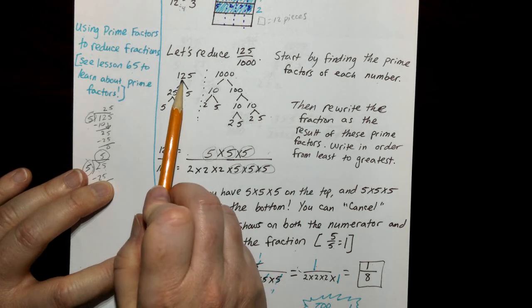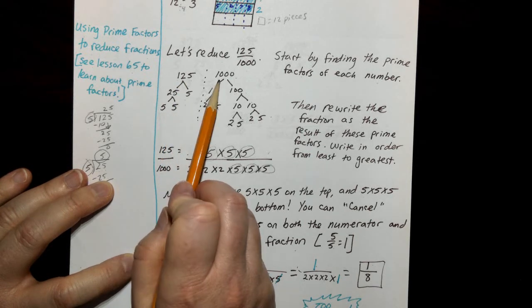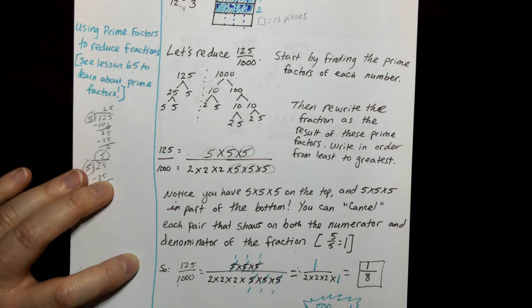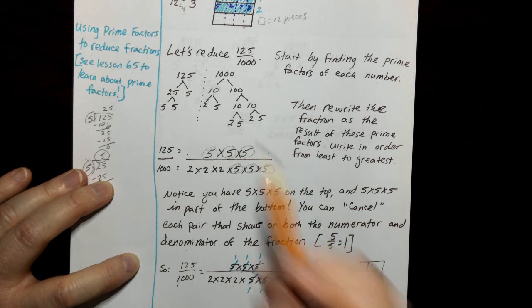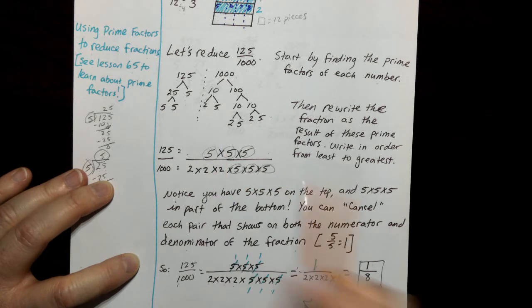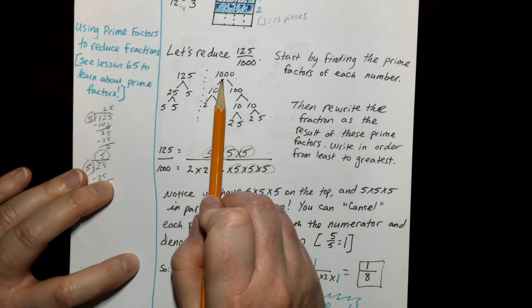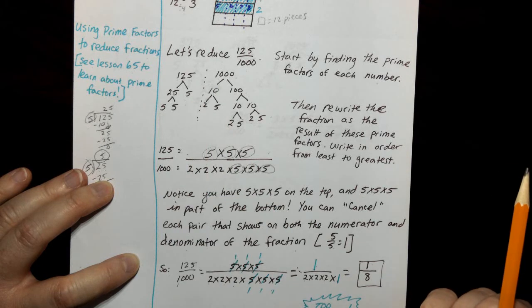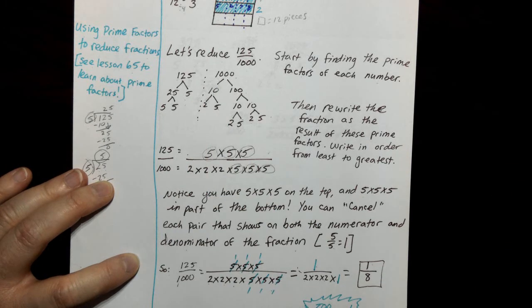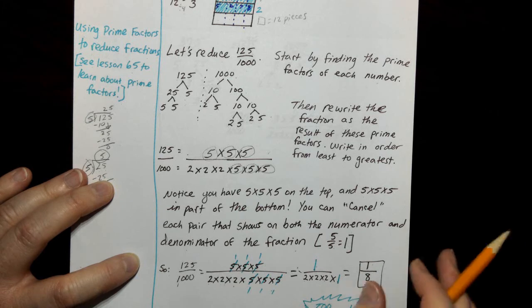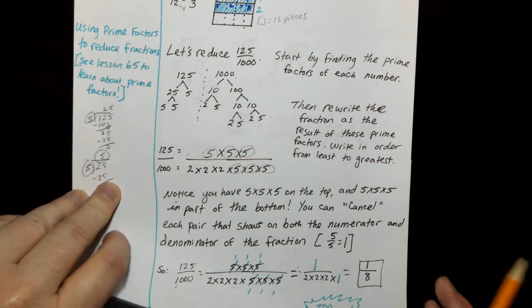Would you have looked at 125 over 1,000 and just thought to yourself, I bet the answer is going to be 8? Probably not. You would have to find your common factor, which is 125. Would you look at 1,000 and know that 1,000 divided by 8 is 125? I know I wouldn't. So this makes our life a little bit easier by doing it a different way.